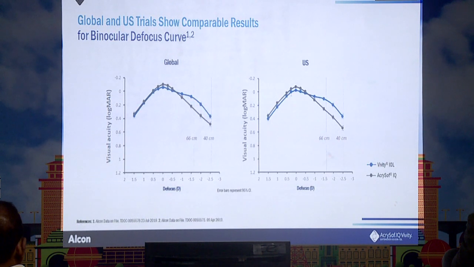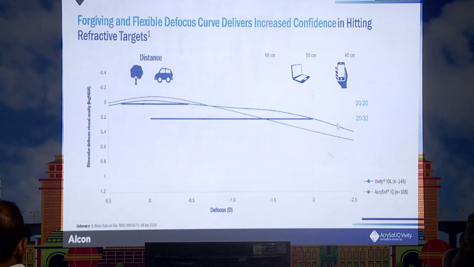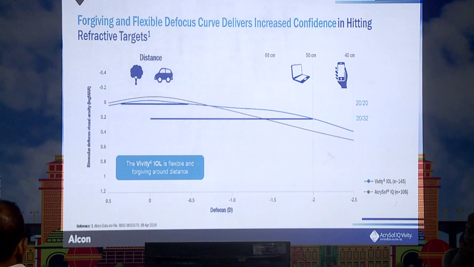This is the defocus curve, which says that it has got very good intermediate and, to some extent, near also. So because of the flexible defocus curve, it is very much forgiving and delivers increased confidence in hitting refractive targets from distance, intermediate, and to a great extent near also.